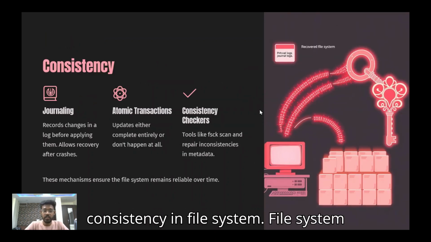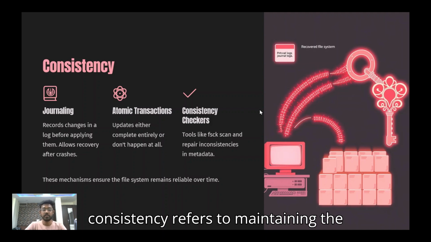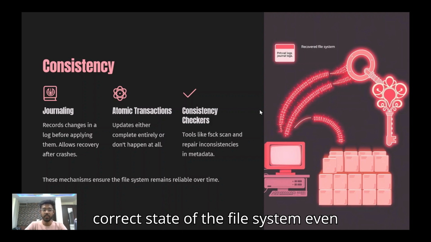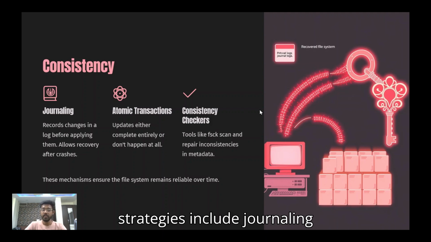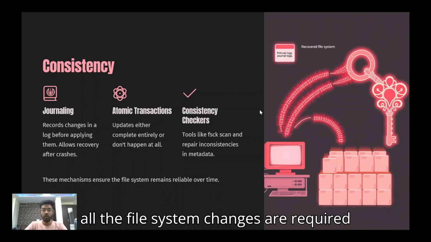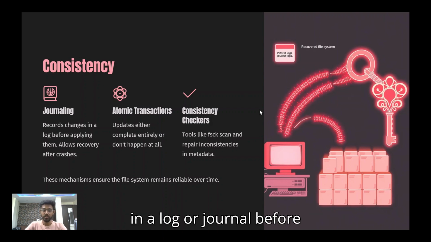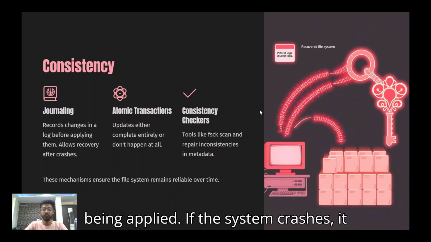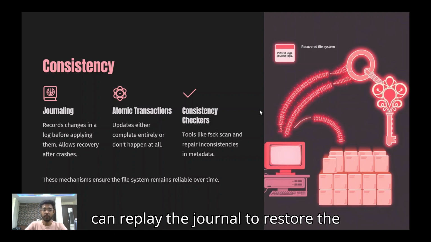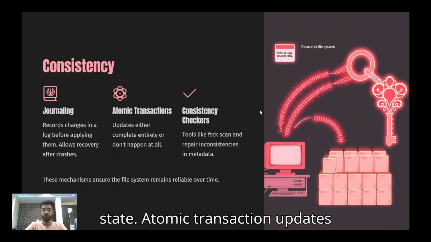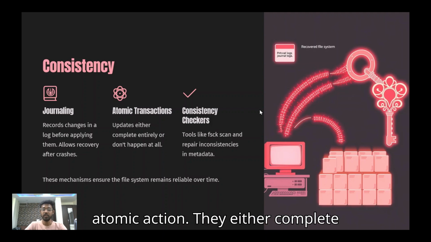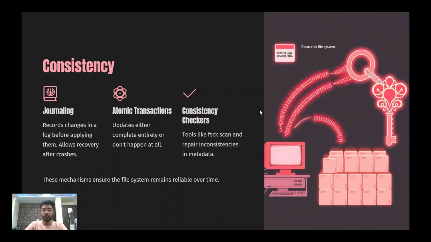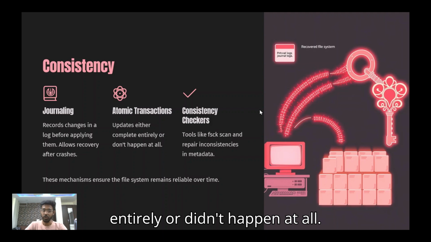Now, consistency in the file system. File system consistency refers to maintaining the correct state of the file system even after crashes or power failure. Key strategies include journaling. All the file system changes are recorded in a log or journal before being applied. If the system crashes, it can replay the journal to restore the state. Atomic transactions: updates to the file system are treated as an atomic action. They either complete entirely or don't happen at all.